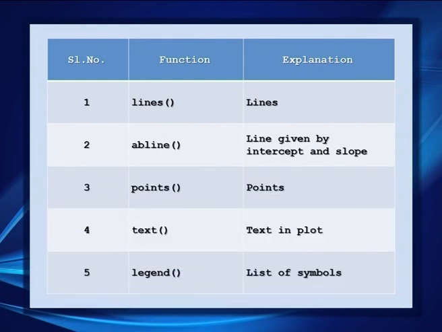Next we will see some low level plotting functions. Lines gives the line type. abline gives a line given by intercept and slope. Points will give the type of points. Text will specify the text in the plot. Legend will give the list of symbols.